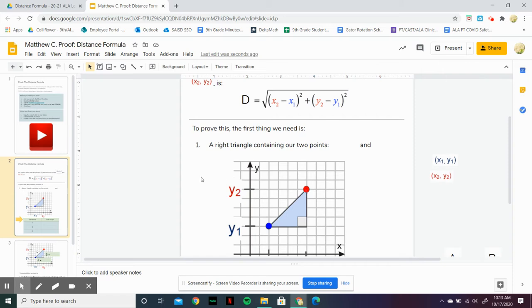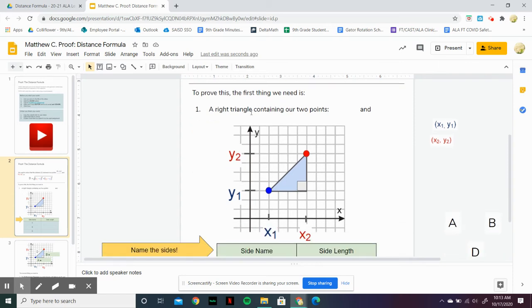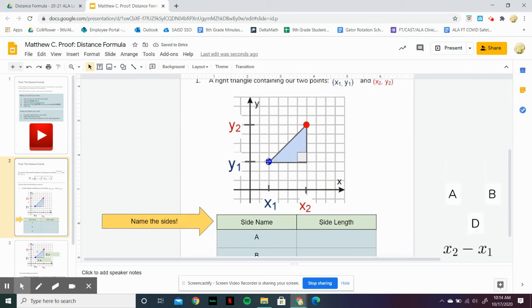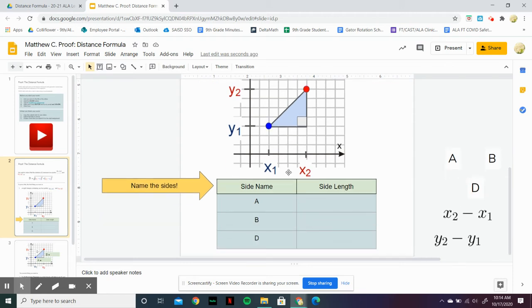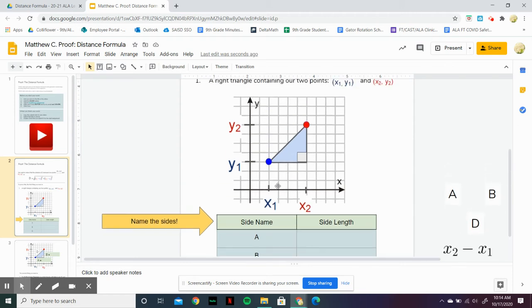To prove this, the first thing we need is a right triangle containing our two points, x1, y1, and x2, y2. So here is that right triangle. We have this blue point here is x1, y1, and this red point here is x2, y2. Now, we have this right triangle, so we're going to name the sides of this right triangle.